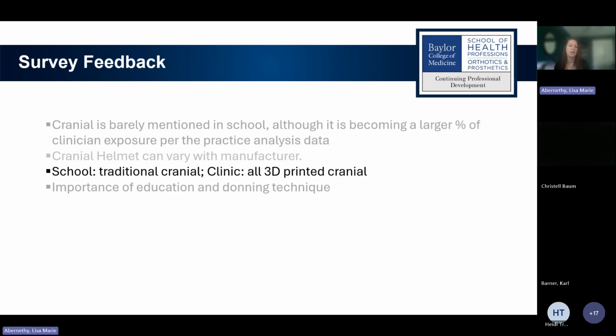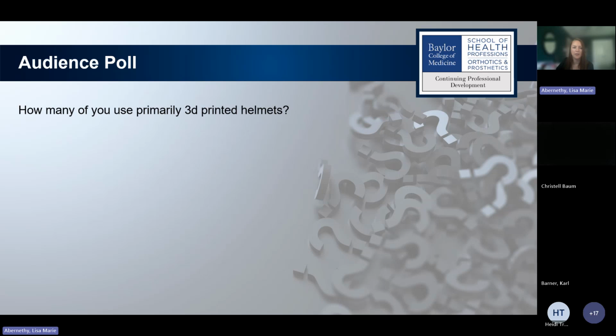The next one I wanted to talk about was the traditional versus the 3D printed. So this comment said, I feel like they're implying that in school we only talk about traditional. That was probably true like 6 years ago, but now that 3D printed is becoming much more commonly available, I at least teach a lot more about 3D printed. But I was curious from you guys, how many of you use primarily or a large percentage 3D printed? Just out of curiosity.